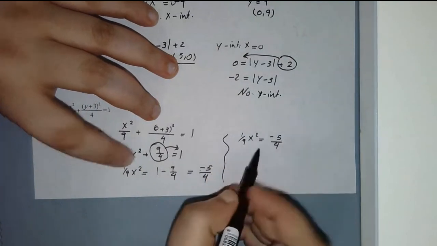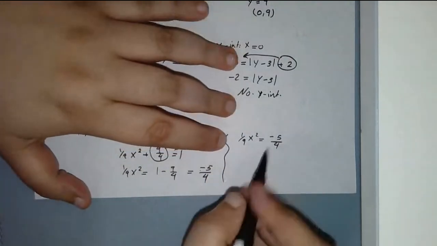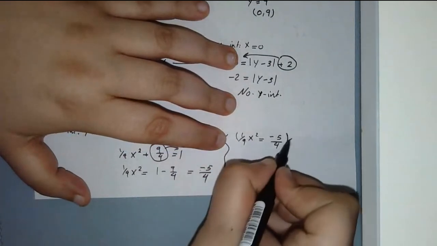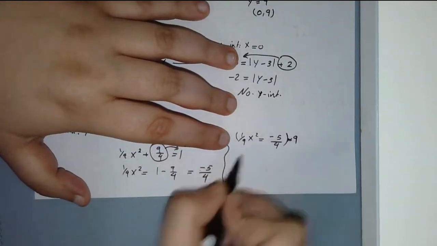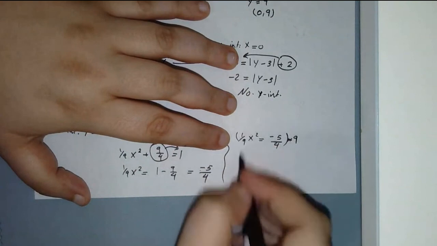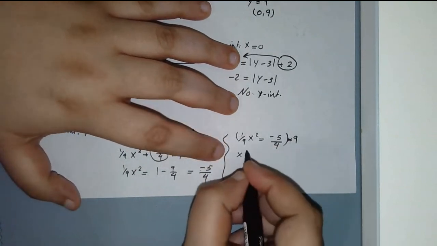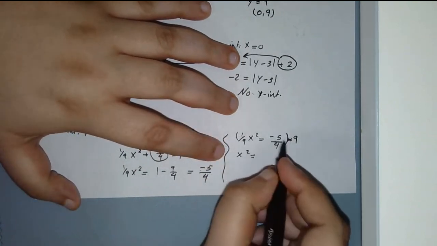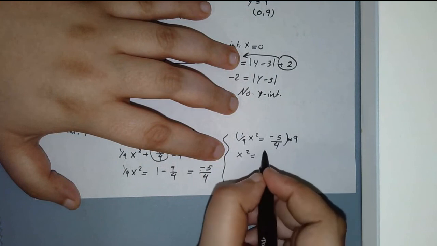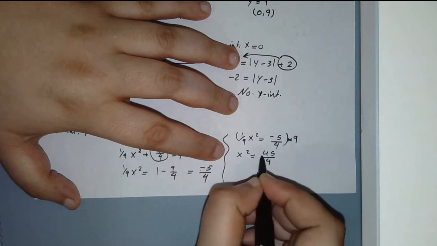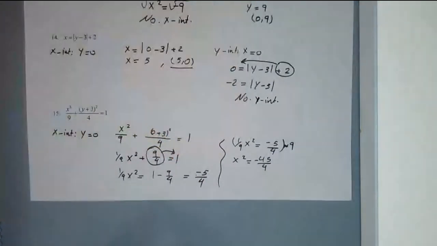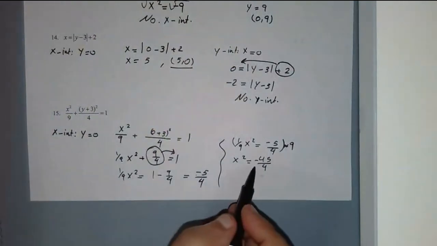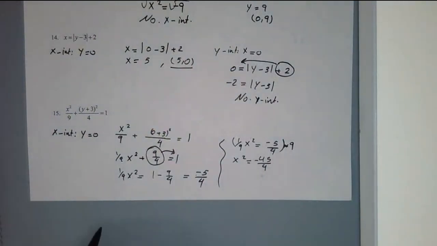Okay, next I'm gonna multiply both sides by 9. The whole thing times 9 to get rid of this 9th. So 9 times a 9th, they disappear. You just have x squared equals, and 9 times negative 5 is just 45 over 4, and it's negative.